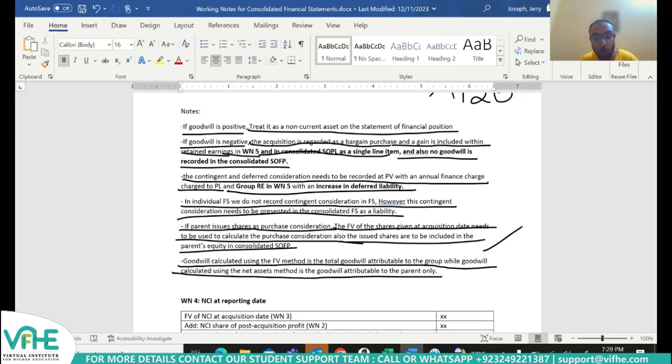So if it's for the group, the impairment is also for the group. So we have to split the impairment between the parent as well as the NCI. However, if it is calculated using the net assets method, it is calculated only for the parent. So the impairment is also relating to only the parent.